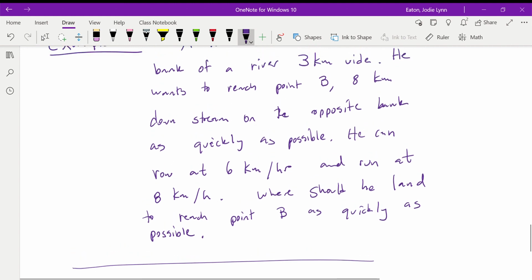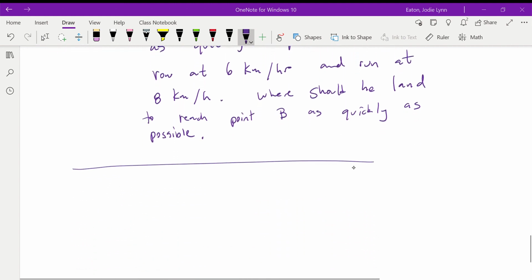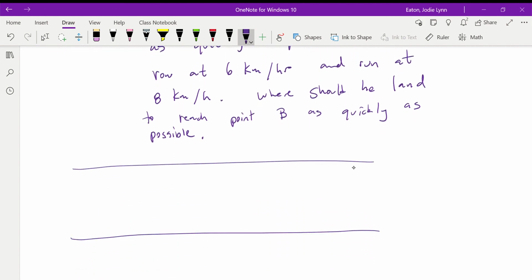How wide is our river? It is 3 kilometers wide. Okay, so our man is starting here at point A. We want to reach point B, which is 8 kilometers down the river. So we know that the distance from A across the river is 3 kilometers, and the total distance along this way is 8 kilometers.